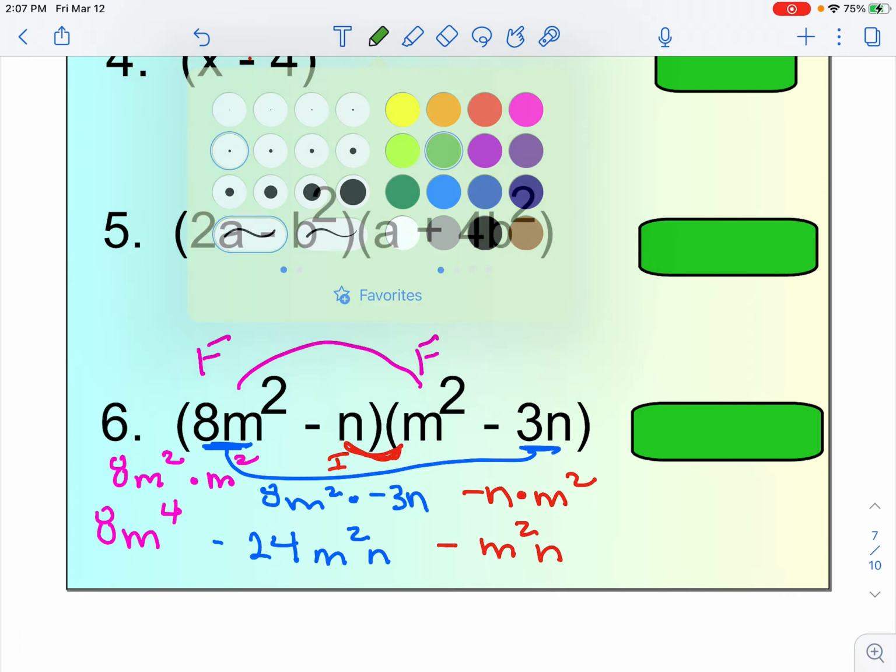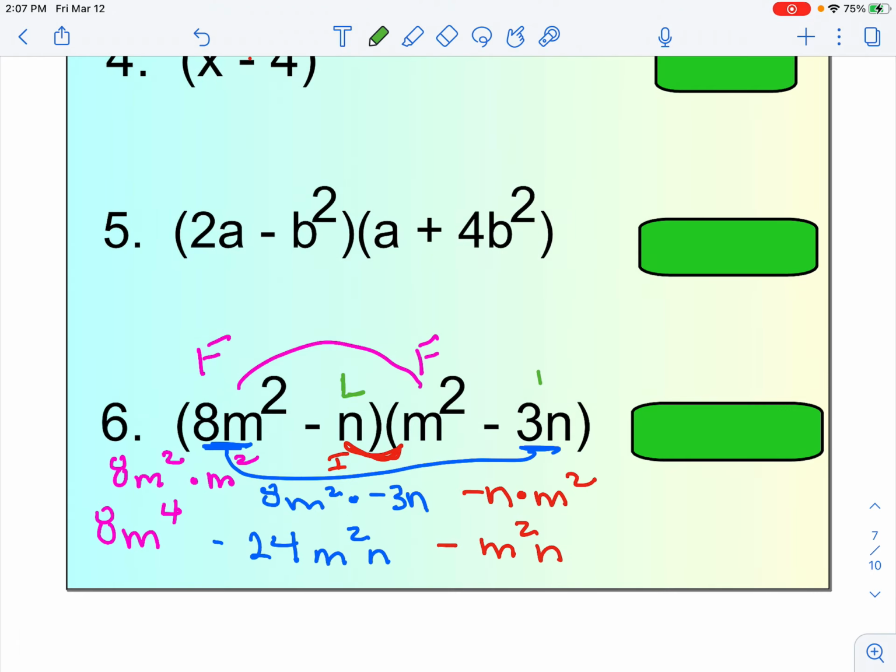And then last but not least, we're going to go through the last term times the last term, which is going to give us negative n times negative 3n, which a negative times a negative is a positive, so we're going to get 3n squared.